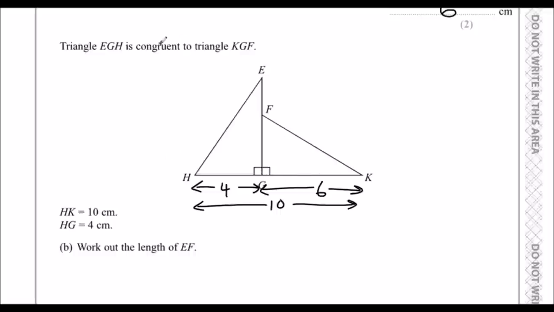So now we're looking at E to F. So this short length is 4. This long length is a 6. So E to F must be 6 take away 4, which is 2, and it's in centimeters.